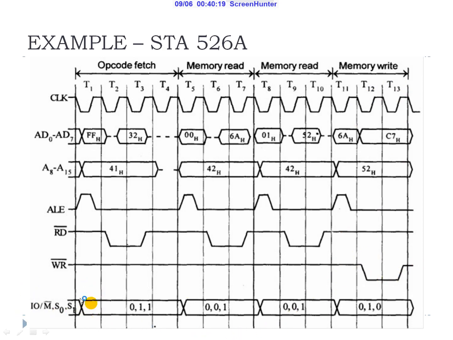The control signals can also be given as IO/M bar, S0 and S1. Because the opcode fetch is a memory cycle, you notify IO/M bar as 0. S0 S1 is 1 1, because for opcode fetch you have S0 S1 as 1 1. Since these two are memory read cycles, IO/M bar is 0, and since it is memory read, you notify S0 as 0 and S1 as 1, and for the write it is 1 0. That can be noticed here.